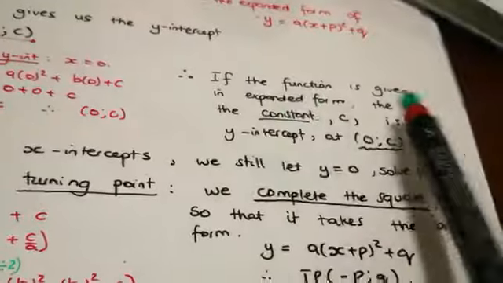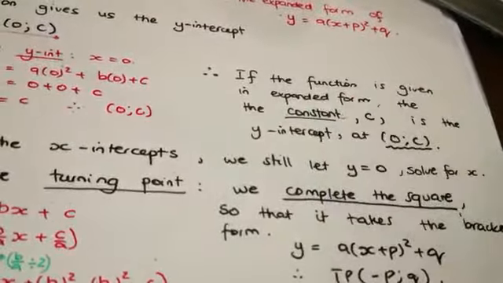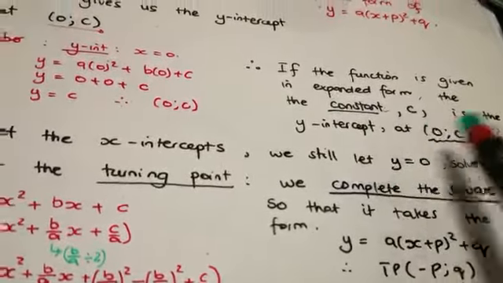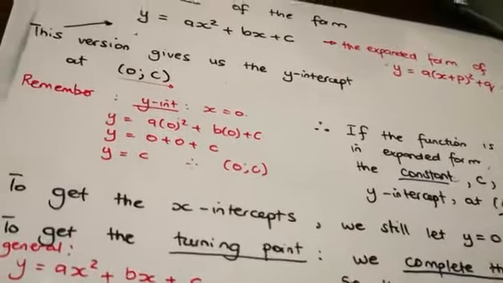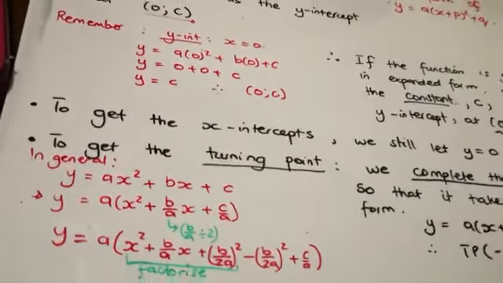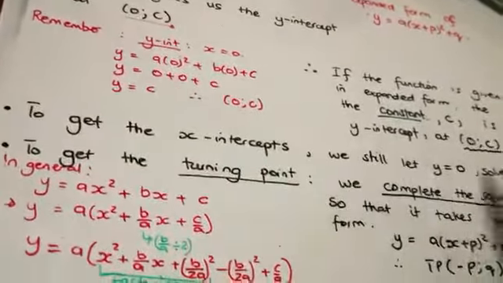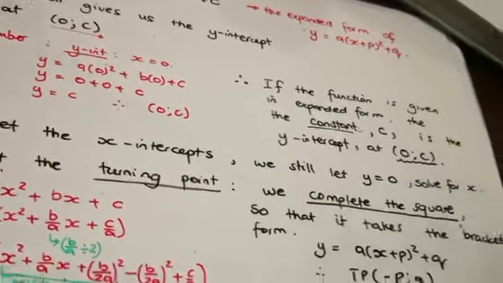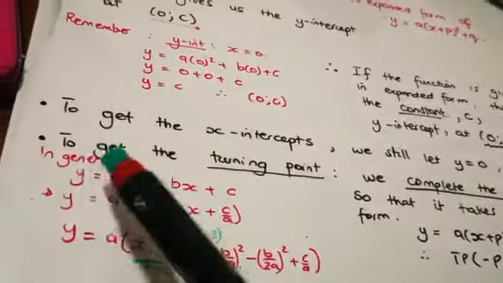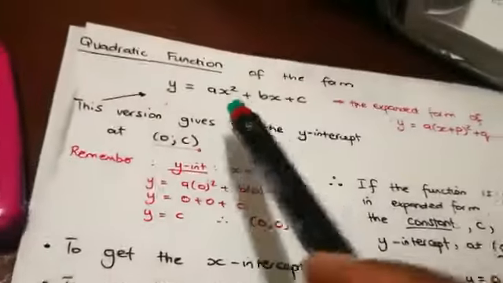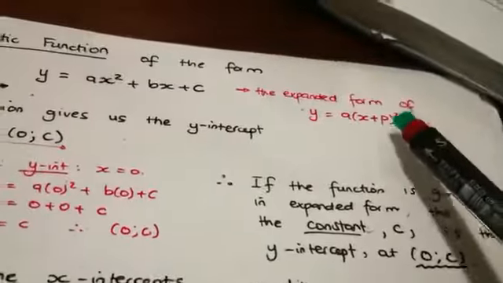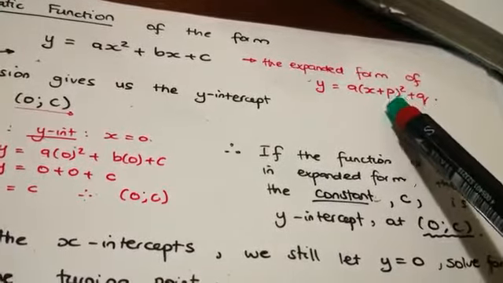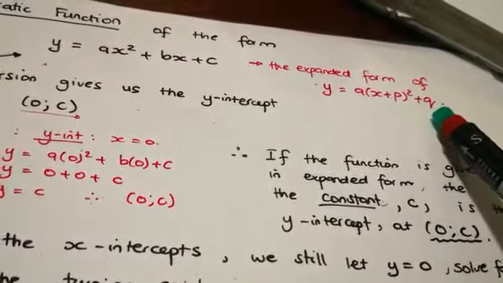Okay, so that's what I've written here. If the function is given in expanded form, the constant c is the y-intercept at (0, c). Remember, we have to give it as a coordinate. Now to get the x-intercept, we do the same procedure. We still let y be equal to 0, and solve for x. And then to get the turning point, as you can see, we were able to get the turning point here without any calculations. The turning point here was (negative p, q).